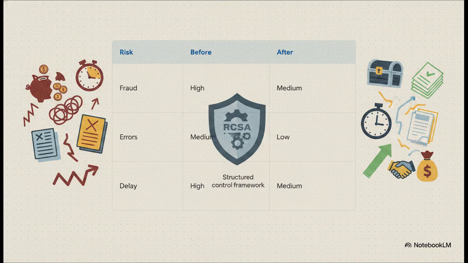This dramatic shift in their overall risk profile concludes our case study perfectly. Look at this. Fraud went from high down to medium. Processing errors dropped from medium to low. Delays went from high to medium. This proves unequivocally that implementing a framework like RCSA isn't just some boring compliance exercise to keep regulators happy. No, it directly protects the bottom line and restores fundamental trust with the customer.